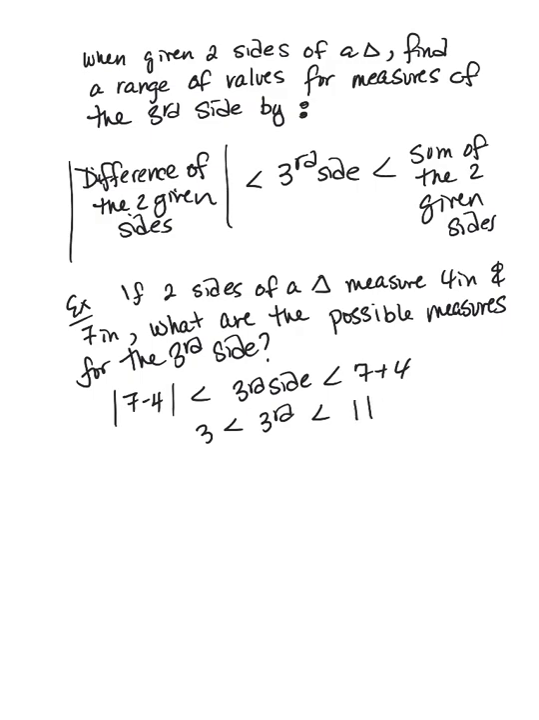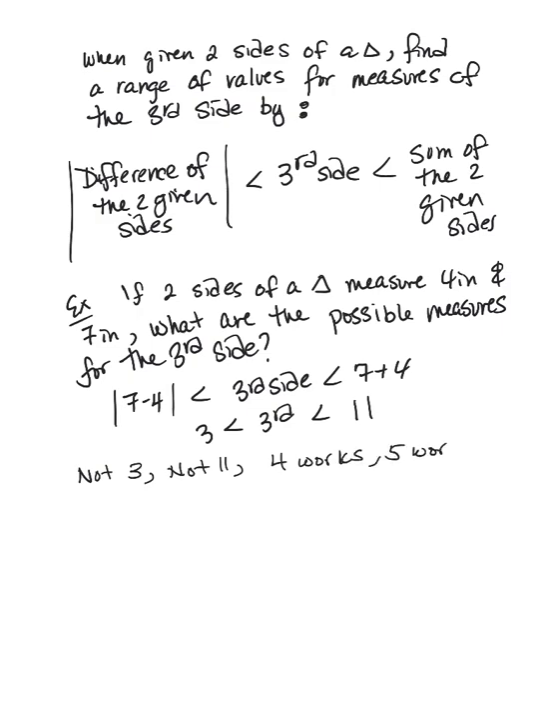So can the third side equal 3? No, because it has to be greater than 3 and less than 11. Can it equal 11? No. Can it equal 4? Yes. Can it equal 10? Yes. How about 3.1? Yes. Okay, so not 3, not 11. Okay, 4 works.